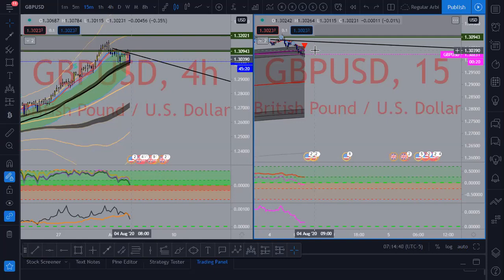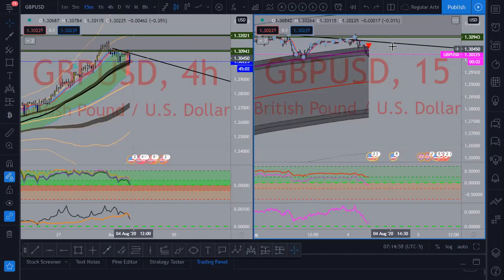Sell limit 1.30390. And my stop loss for this would be, let's see, 1.30584. Oops, that was on EURCAD. That was definitely not GBPUSD on my phone.